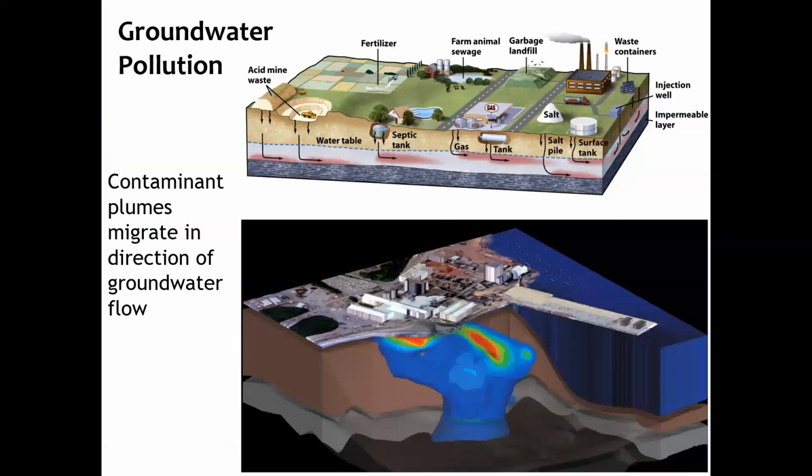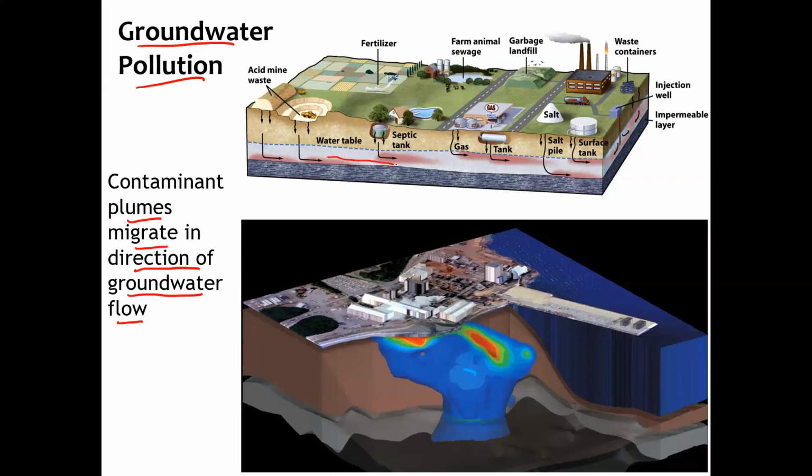Let's move on to a slightly different topic and talk about groundwater pollution. So we can talk about how groundwater moves with the pollution, how the pollution itself actually moves alongside the flow of the groundwater. And an important thing to note is that the groundwater flow is going to carry contaminant plumes along with them. And so those plumes will migrate in whatever direction the groundwater is flowing.